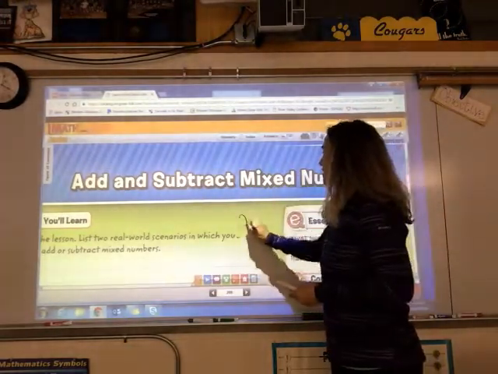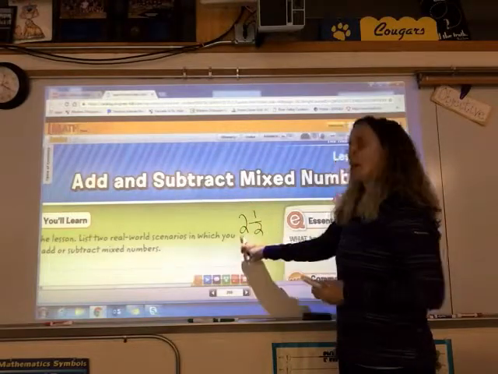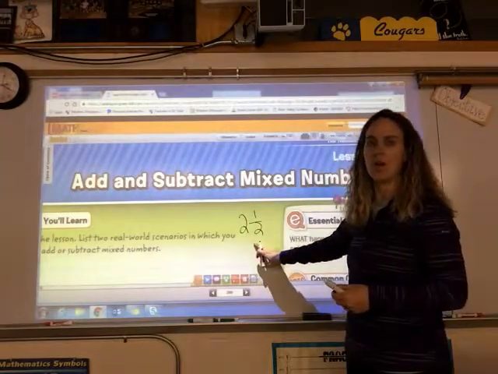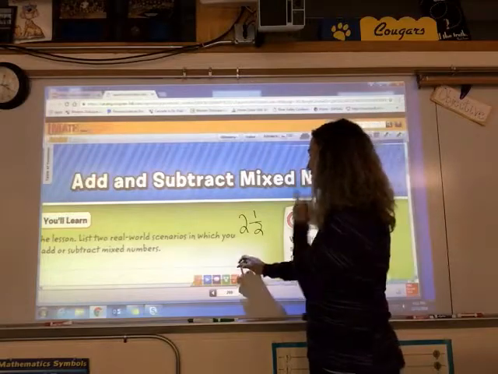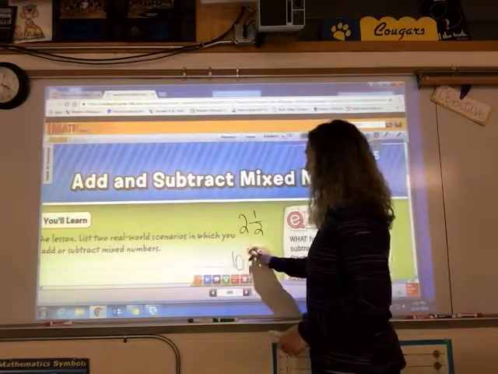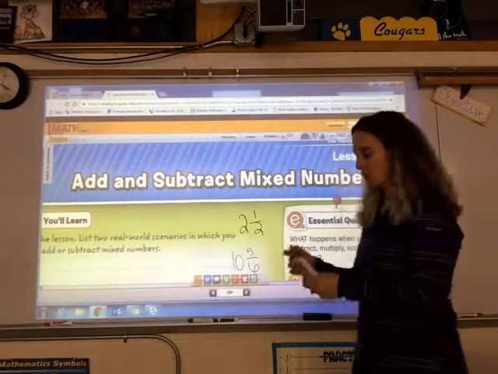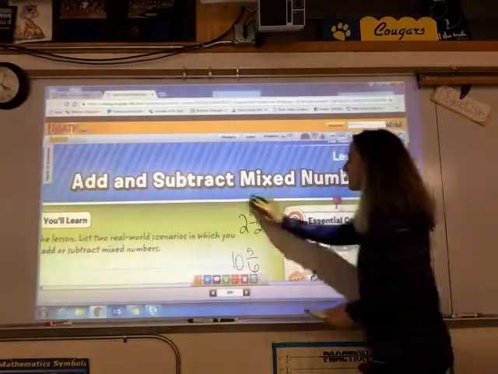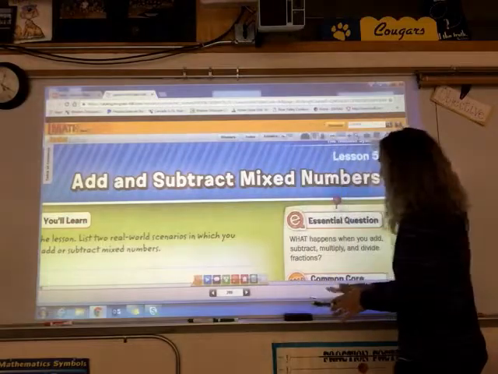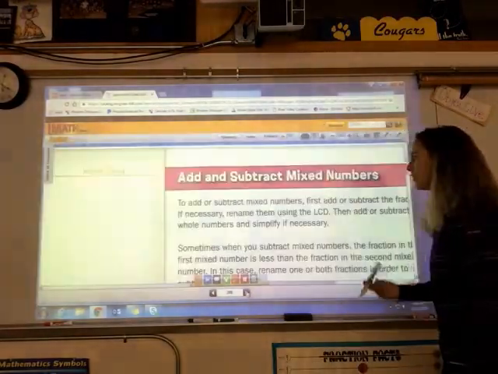Examples of mixed numbers could be 2 and 1/2. 2 would be your whole number portion, 1/2 is the fractional portion. Another example could be 10 and 5/6. Again, 10 would be the whole number portion, 5/6 would be the fractional portion. So we're going to be focusing on how we add and subtract those types of numbers.